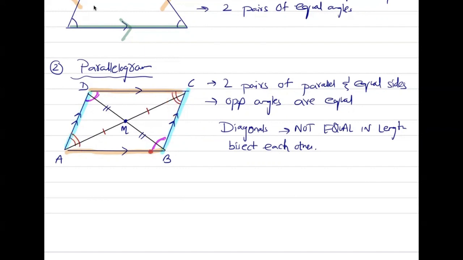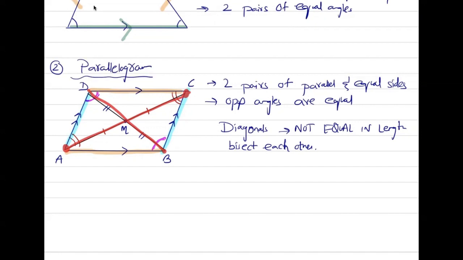Okay. Angle B is equal to angle D. So opposite angles in a parallelogram are equal. Now, if you connect point A with C, this length is going to be called a diagonal. There are going to be two diagonals of a parallelogram. AC is a diagonal and BD is a diagonal. The diagonals are not equal in length, but they bisect each other.